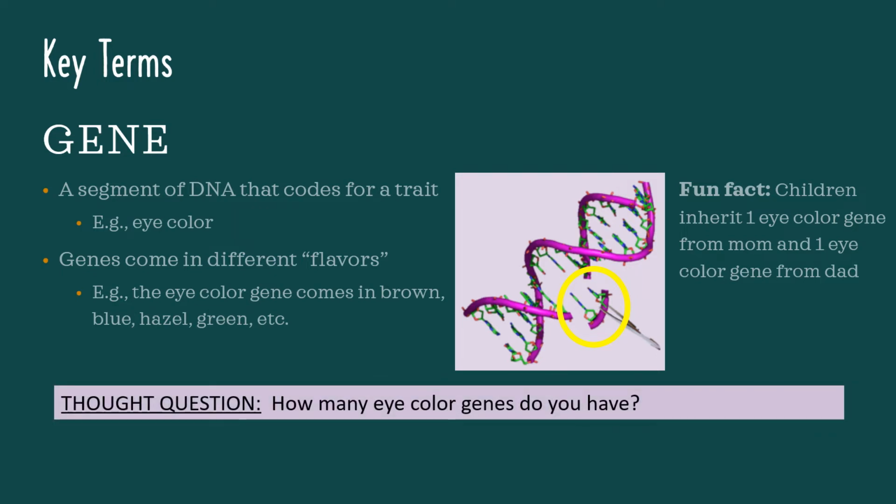Here's a thought question to assess whether you're following me so far. How many eye color genes do you have total? One from mom plus one from dad, so the answer is 2.